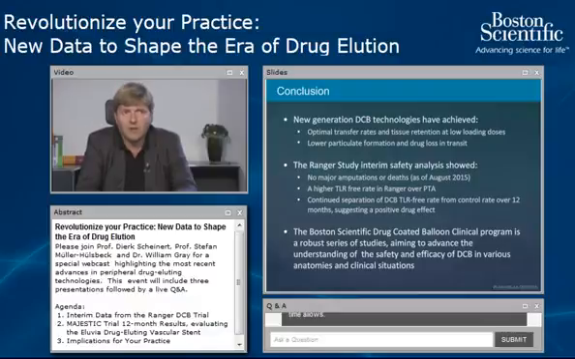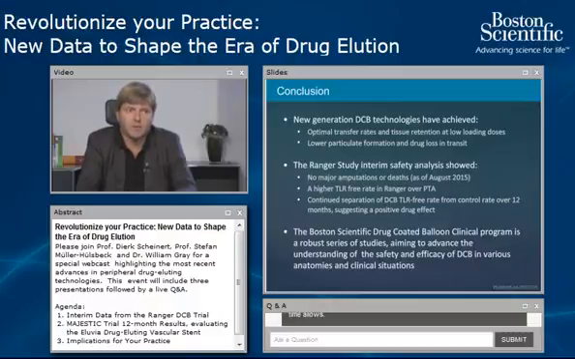The Ranger interim safety analysis shows in a clearly preliminary fashion that so far there are no safety concerns, no major amputations or death. And interestingly, it gives a signal that we can expect a higher TLR-free rate with the Ranger DCB as compared to the plain balloon in angioplasty. And as I told you, we are confident that we are going to see even a stronger separation of these TLR curves going further into the 12 months follow-up.